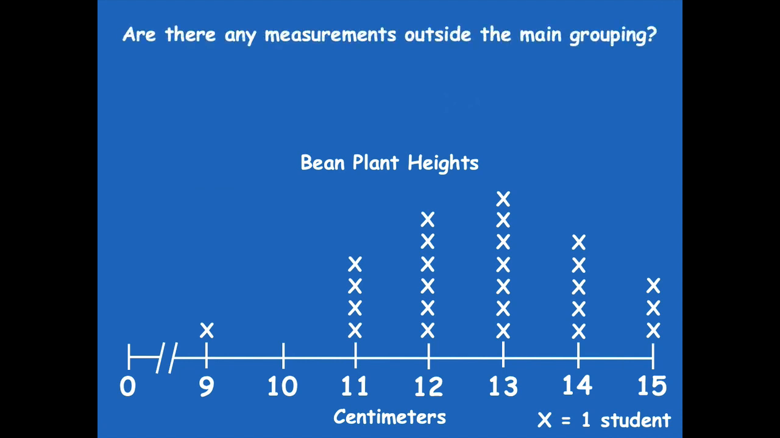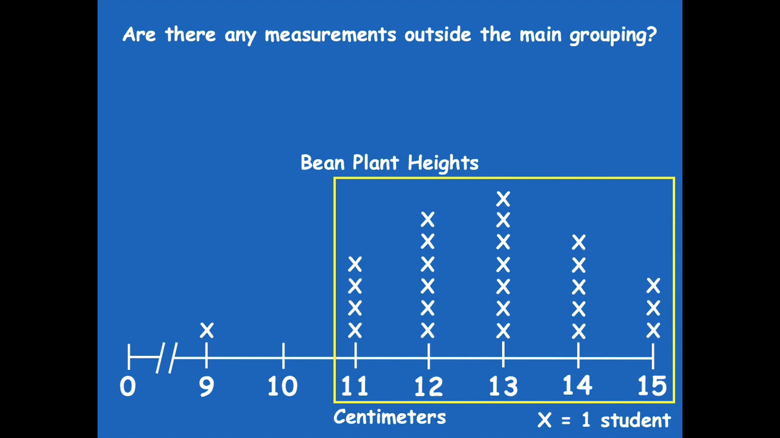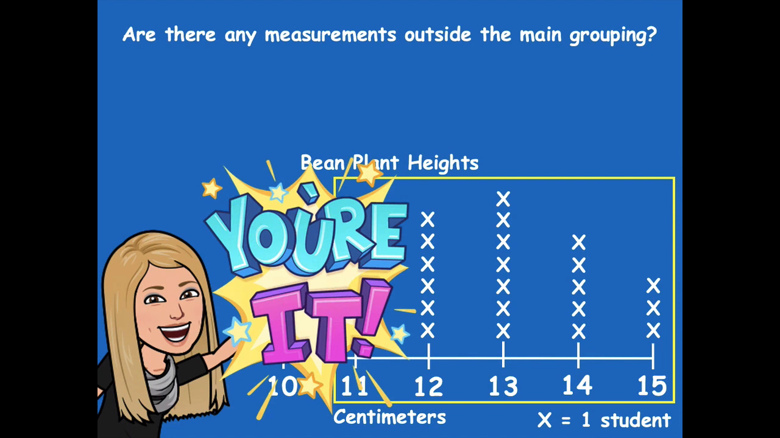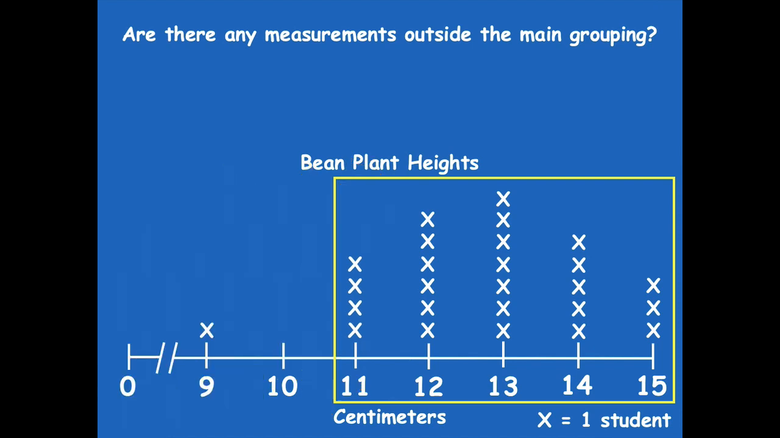Are there any measurements outside the main grouping? So here's our main grouping, right? That's where most of the plants are all together. I want you to pause the video. Are there any measurements outside the main grouping? And then click play when you're ready to go over it together.